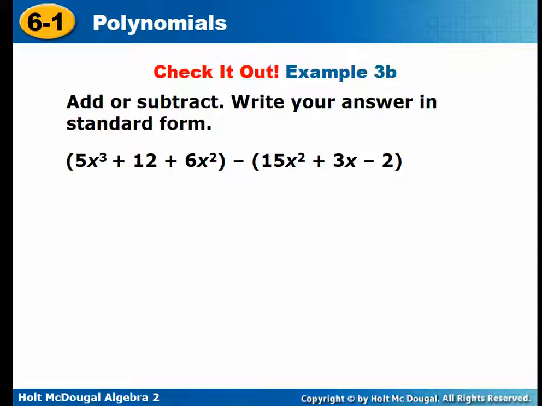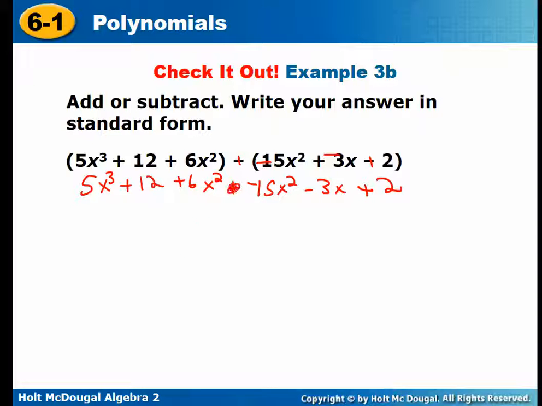Subtracting, make sure that when you subtract that this negative will be on every single term. It changes the sign of everything in the parentheses. So this becomes 5x cubed plus 12 plus 6x squared. Those don't change sign. And then that's the same as plus negative 15x squared minus 3x plus 2.